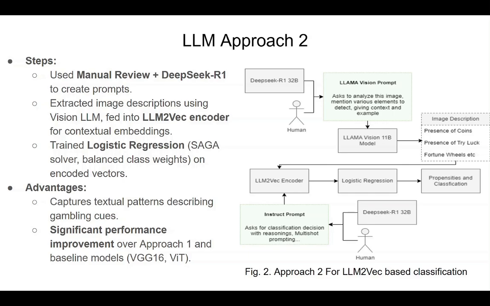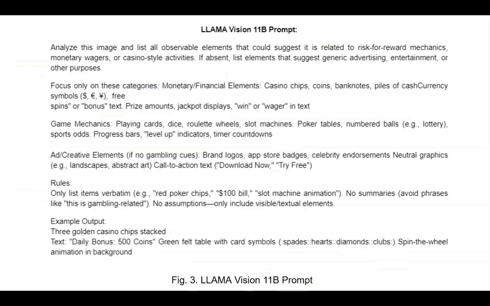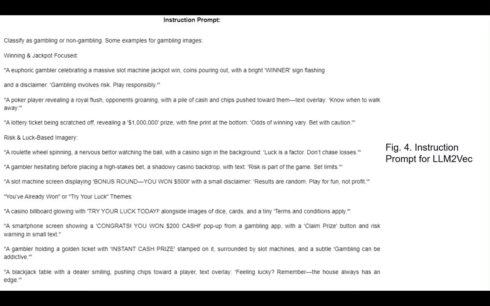So here we can see the Llama Vision 11 billion prompt. We have added some focus areas, like focus on the categories of monetary and financial elements, focus on the game mechanics, playing cards, etc. Similarly, for the non-gambling images, we have added details. For the instruction prompt, since LLM2Vec is based on contrastive learning as well, we had the gambling image descriptions.